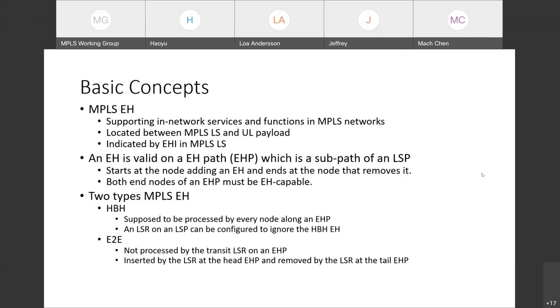There was an interrupt in there. Yes, I had an interrupt. I was just a question. If I remember correctly, an extension header path is equal to or a subset of the LSP. So it could cover the entire LSP. Yeah, it could cover it all, but it can also be just a subpath. Yeah, I will show an example in later slides. Okay.